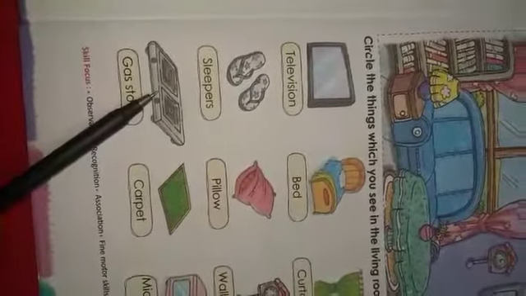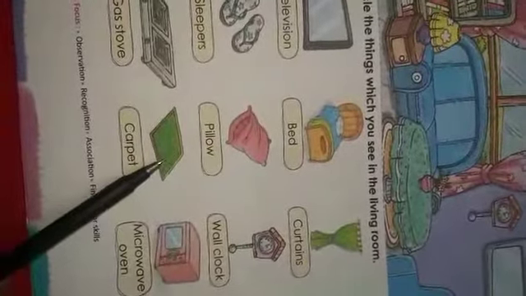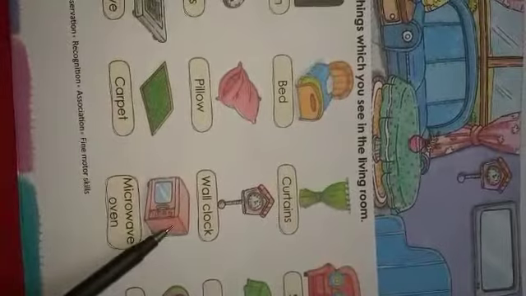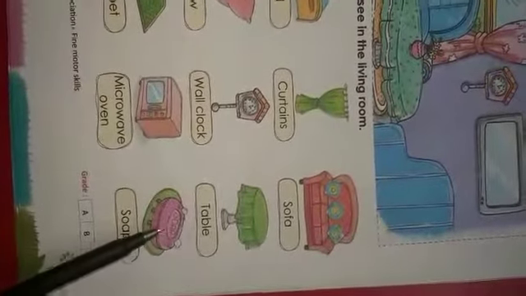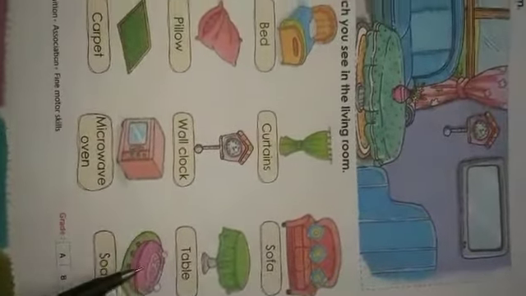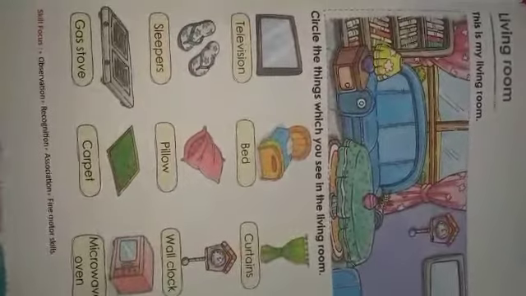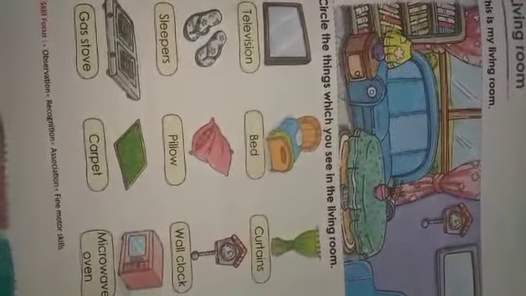Gas oven, no, it should be in kitchen. Then carpet, yes, you can place over there. Microwave, no, this should be kept in the kitchen. And soap, this also should be kept in the bathroom. So you have to circle what is there, what do you see in the living room. You are clear with this chapter?